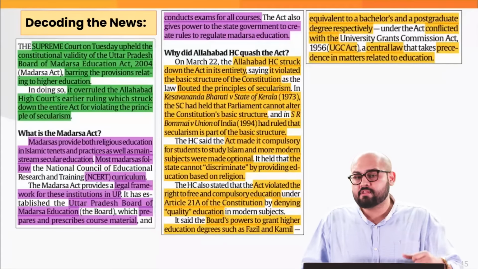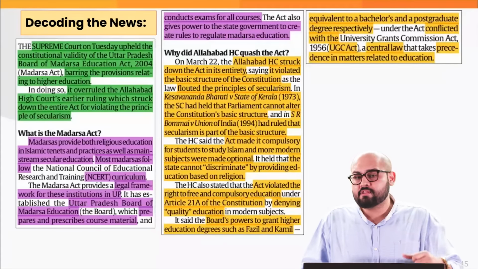In this particular case, the Madarsa Act case, for a law to be struck down for violating the principles of secularism, it must be traced to express provisions of the constitution. That is, you cannot just say that a particular law is violating the basic structure. What you have to do is trace it to a particular provision in the constitution and then say that it violates it, right?